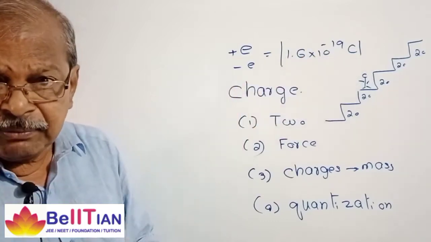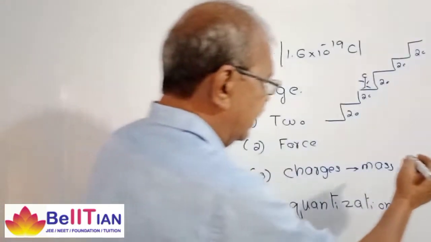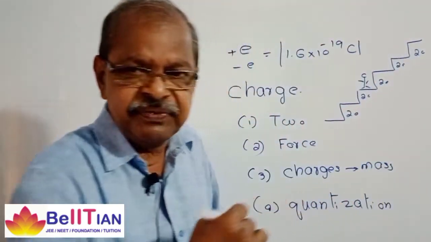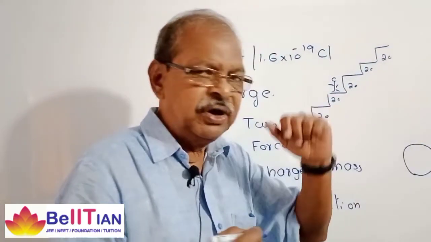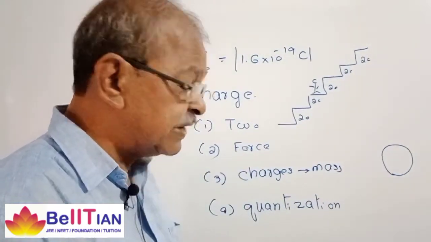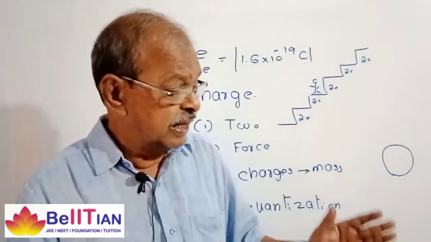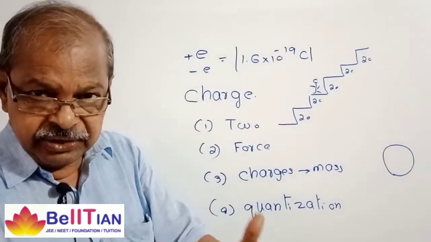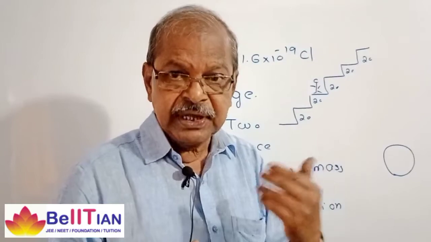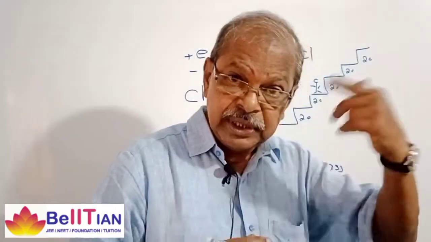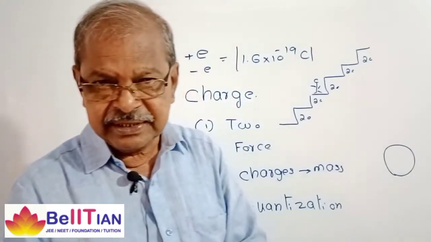Then how to charge a body? See, I have a body here. You just consider a metallic sphere. This body I want to charge. You know the basic electronic structure that there is a central nucleus consisting of protons and neutrons, and protons are positively charged and electrons are moving around the nucleus in circular orbits.